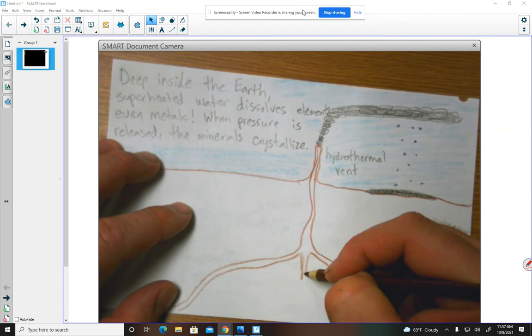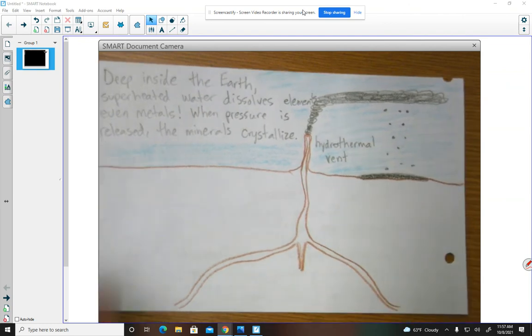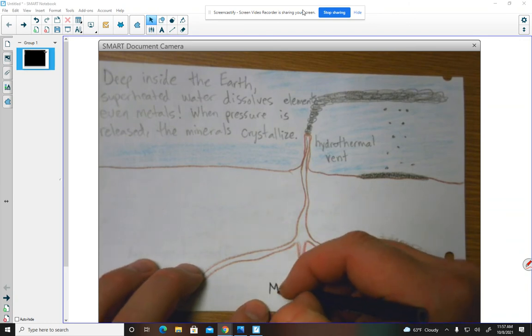So let's have a branching network of cracks that water could move through. And then this is the coolest thing you're going to draw all day. We're going to draw a magma chamber. So let's label it first. Magma.